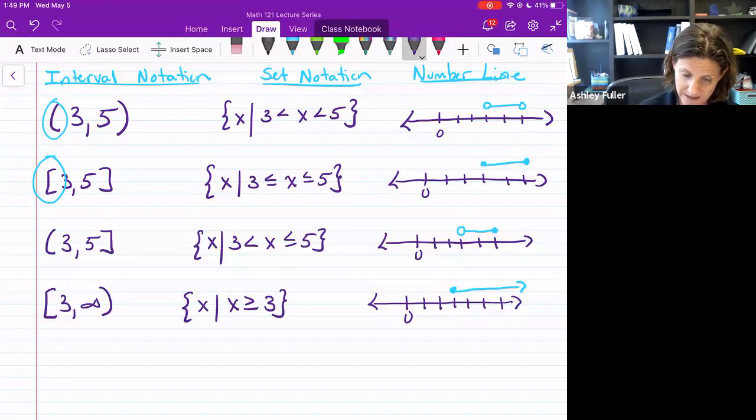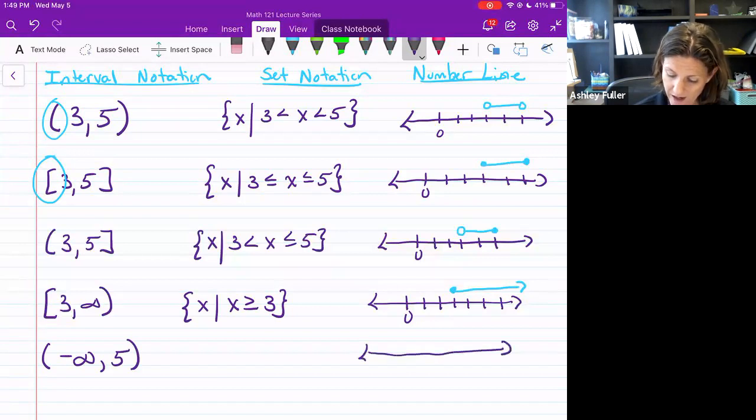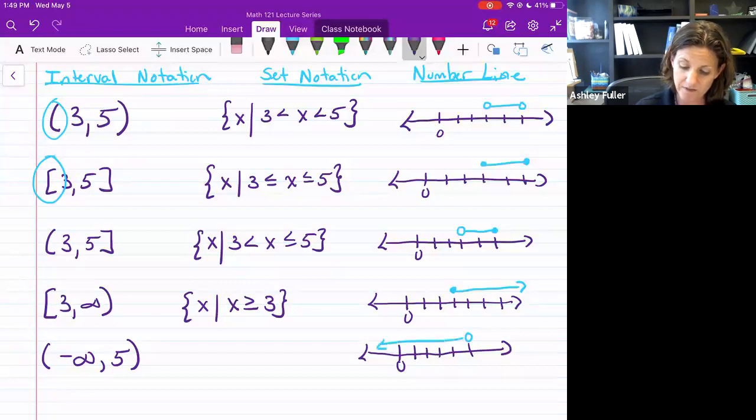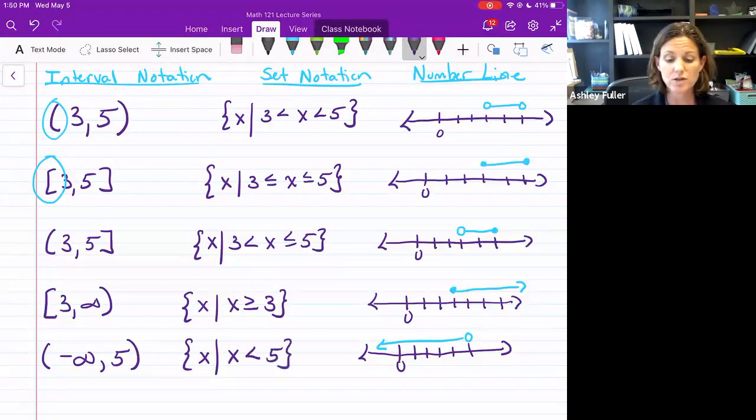And last but not least, the same would apply if I had something like this, say negative infinity to 5 with a parenthesis. I'm going to go to 5. It's going to be an open dot in this case, but notice this time I'm going to negative infinity. So my set notation would be the set of all x such that x is less than 5. Notice there's no equal to part there.